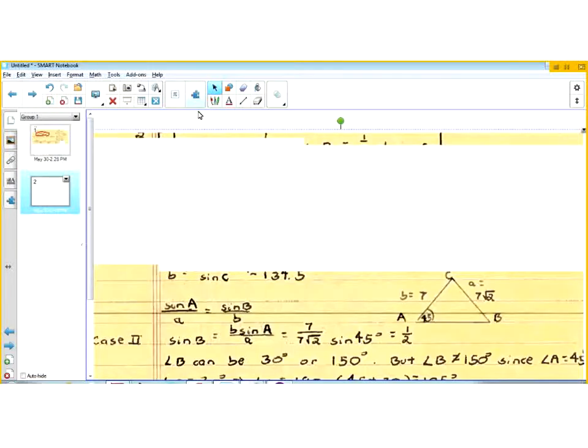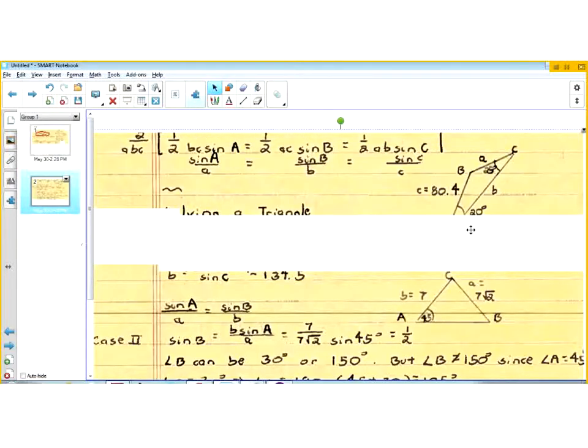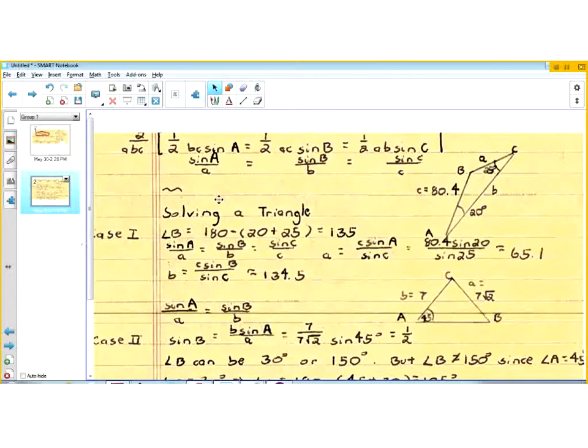So consider this class of problems here. Look at this first triangle. When we solve a triangle, what we want to do is compute the measures of all the angles and the lengths of all the sides. So in this case, the information given is the measure of angle C is 25 degrees. The measure of angle A is 20 degrees. And we want to find, say, the measure of angle B as well as the lengths of the three sides. And we're given that the length of side c is 80.4.